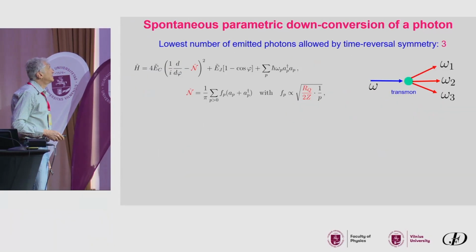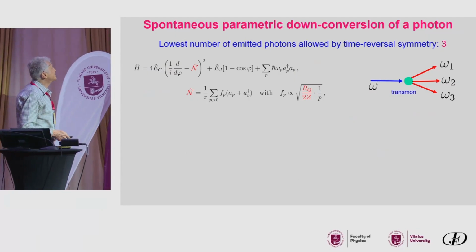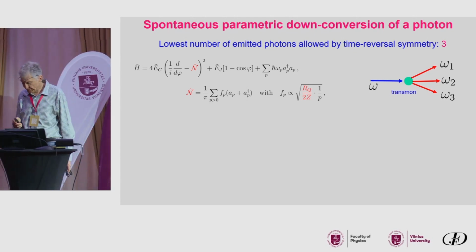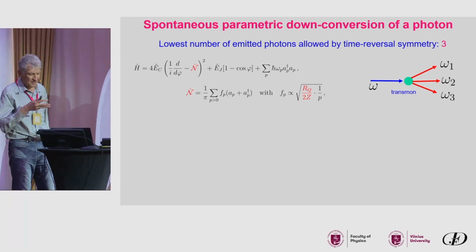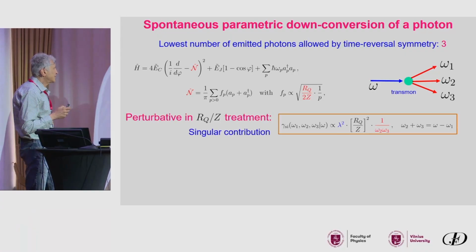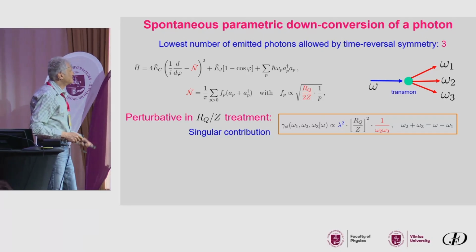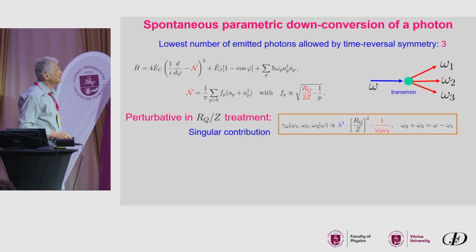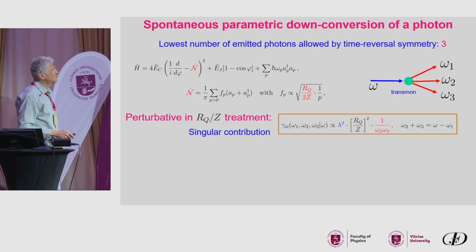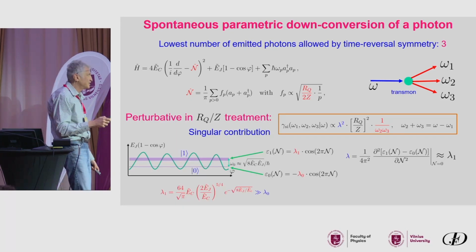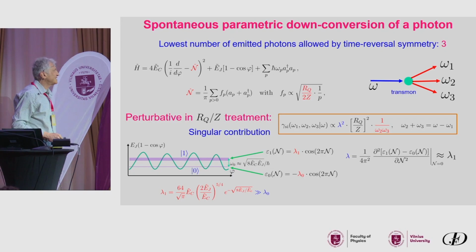Now, back to the calculation. So, as I said, the lowest number of created photons is 3. So one photon can be down converted to 3. And what is non-trivial is that there is a contribution to this process which is singular in 2 of the 3 outgoing photon frequencies, 1 over omega 2, omega 3. This singular contribution is special. It comes only because these levels disperse with charge.